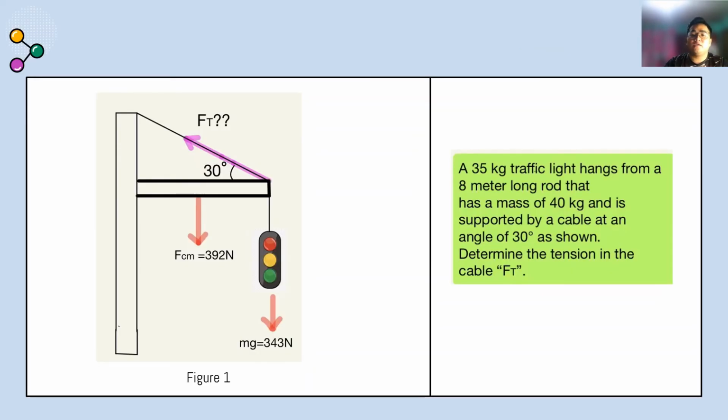Given the situation, a 35 kilogram traffic light hangs from an 8-meter long rod that has a mass of 40 kilogram and is supported by a cable at an angle of 30 degrees as shown in figure 1. The question demands us to find the tension in the cable FT, which is the purple one that I highlighted.